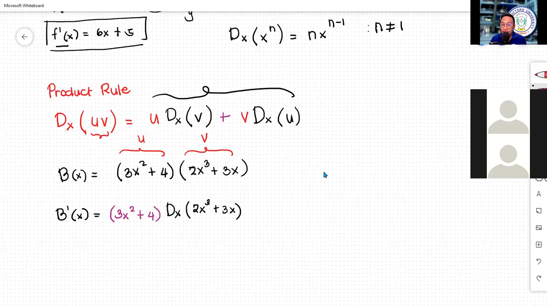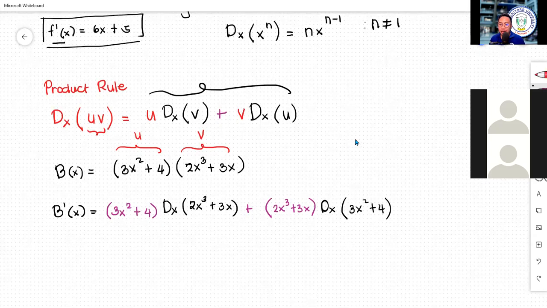2x cubed plus 3x, right? And then copy the addition operation. So I'm gonna add it. Our v is 2x cubed plus 3x, close it, and then we're gonna do dx, then our u is 3x squared plus 4. There you go. Guys, this is d.